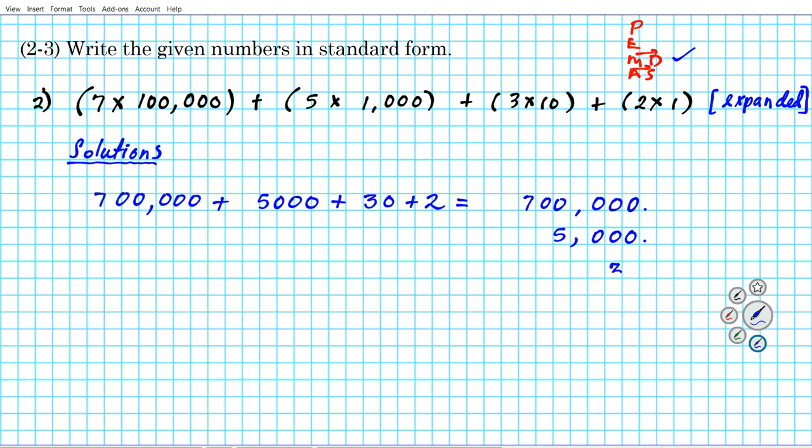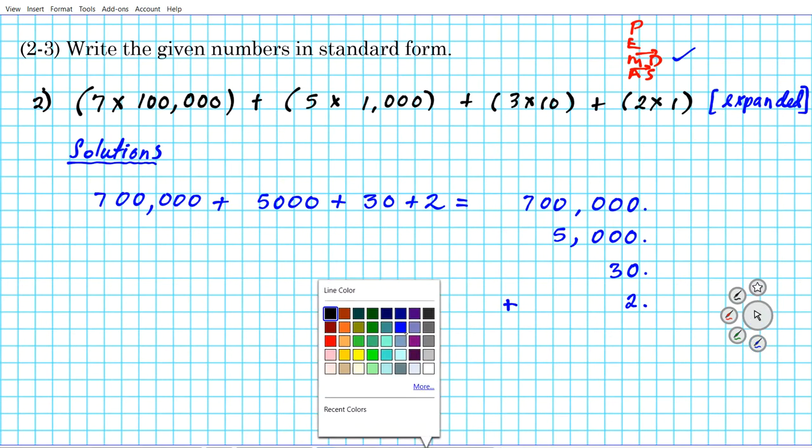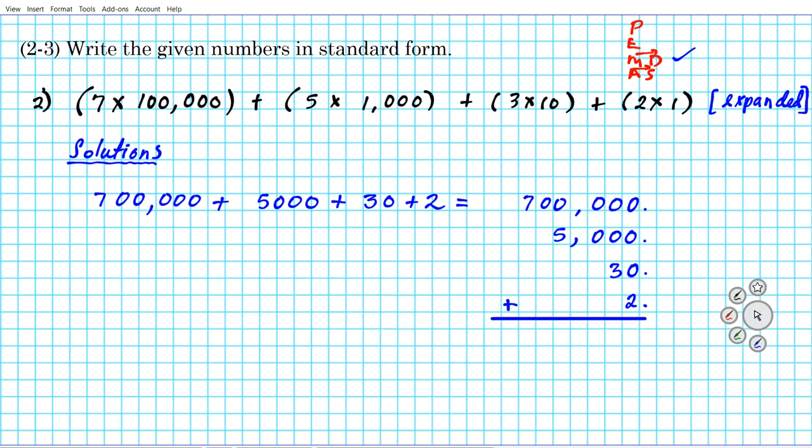And then 30, 3 in the tens place, 0 in the ones place. And then 2 goes in the ones place. You already know how to do this. You learned how to add and subtract digits a long time ago. So let's go ahead and apply that here. We're just going to add downwards, starting from the rightmost digit.